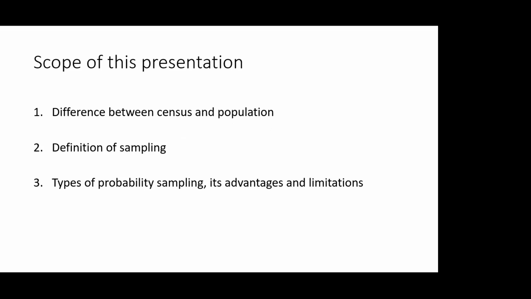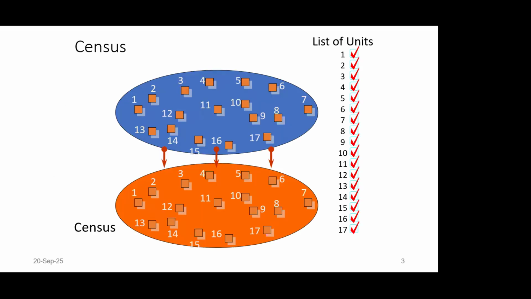Okay, so we'll take a closer look at the concept of sampling. This is the scope of this presentation. The first one is to differentiate between census and population. The next one is the definition of sampling. The third one is to learn about the various types of probability sampling, its advantages and limitations.